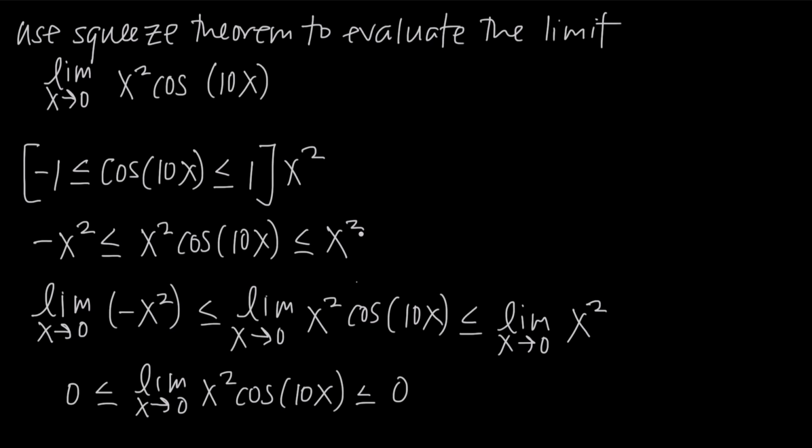Therefore, without even evaluating the limit directly, we can go ahead and say that this limit is equal to 0 because by squeeze theorem, we know that it must at the same time be greater than or equal to 0 and less than or equal to 0, which means the only possible value for the limit function is 0 itself.